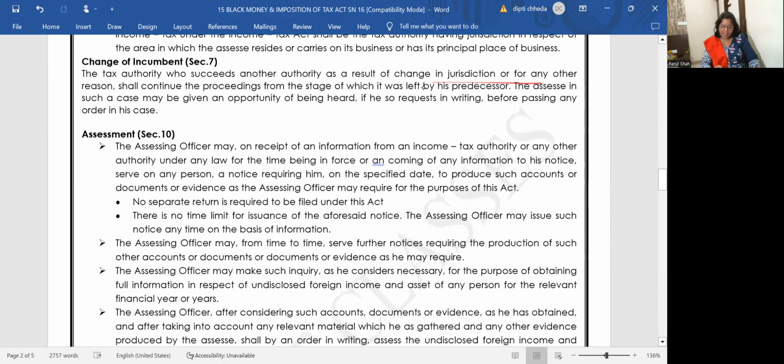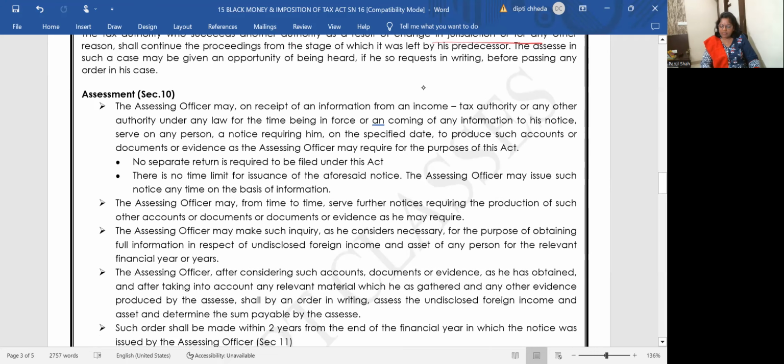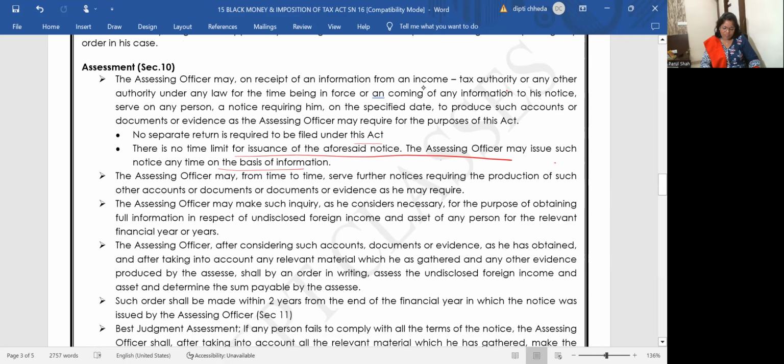Okay? Right. Assessment. The AO may, on receipt of information from an authority or under any other law for the time being enforced, issue a notice requiring him on a specified date to produce the books of accounts and documents. Okay, no separate return is required to be filed. See, generally we ask them to file a return for income escaping assessment and all, but here it is not required, and there's no time limit for issuance of notice. The AO may issue the notice any time whenever they get the information that so and so person is having black money or foreign assets, undisclosed asset.